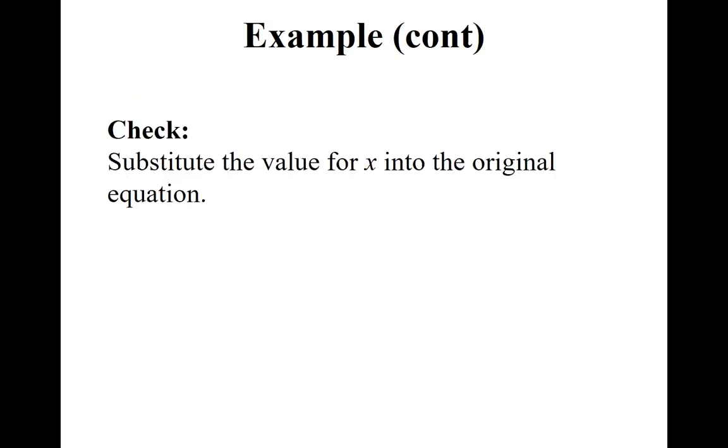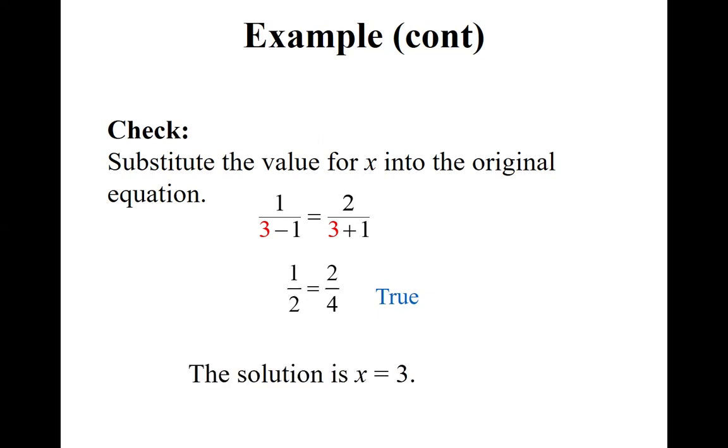Now let's check our x equals 3 in the original equation. 3 minus 1 is 2. 3 plus 1 is 4. 1/2 equals 2/4. That's a true statement. They're both 1/2. The solution is x equals 3.